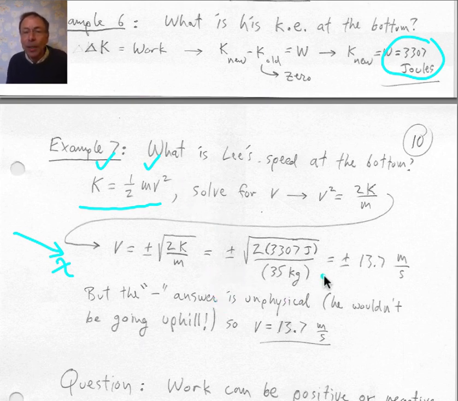So you just have to be aware that sometimes the math doesn't quite match up with the physics, and you have to make a judgment call. You have to use your brain and think about it. And so after thinking about it, you realize, okay, it's the plus answer. That is the correct answer.